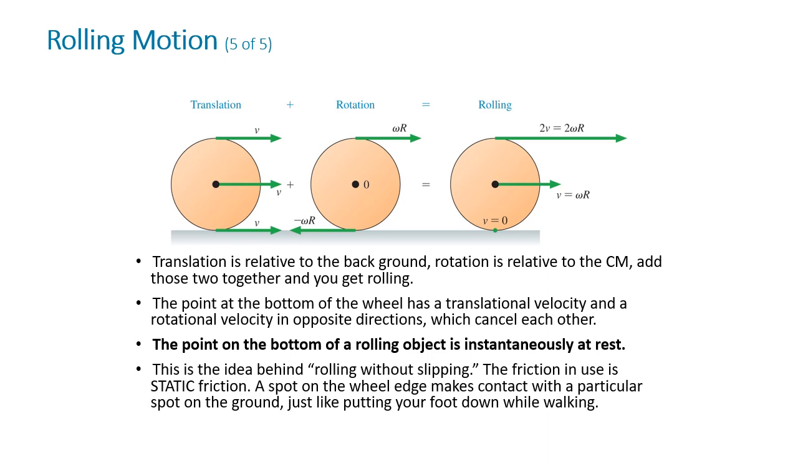Because it's not slipping on the ground, it is in contact with the ground in that one spot, and that spot isn't moving horizontally at all. So its velocity is zero because the rotational velocity at the bottom has canceled out with the linear velocity at the bottom.